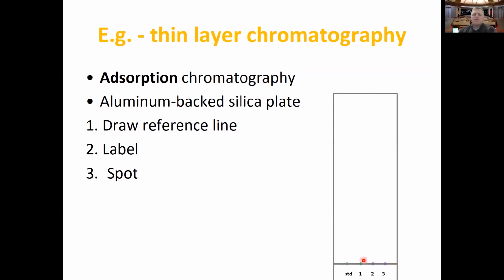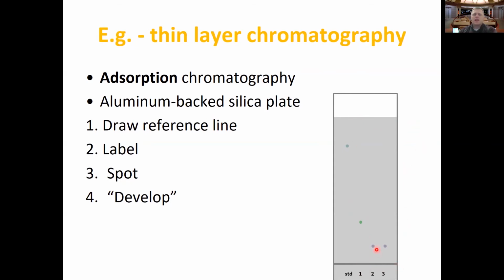You'll put your different samples in different places, and then you'll take this whole plate and put it in a developing tank, which is basically just a narrow flat tank that'll hold the TLC plate upright. You'll put this bottom part below the line in some sort of liquid mobile phase. That's what we call developing the plate. The liquid will be pulled up through the plate through capillary action.